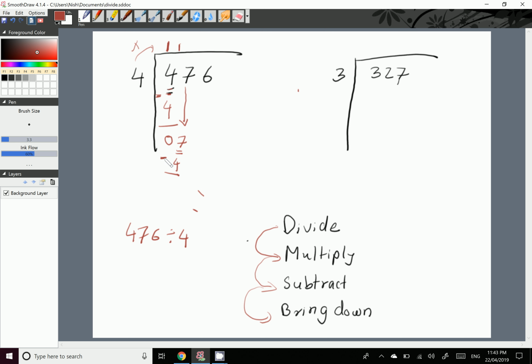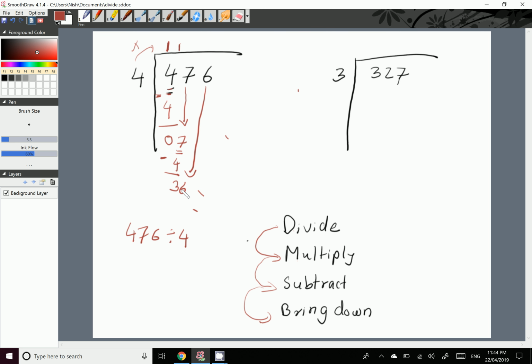So here again you're going to follow the process. You did divide, you did multiply, now you're going to do subtraction. 7 minus 4 is 3. You did the subtract, now you can do your bring down. So you're going to bring down your next number. So now the number becomes 36.